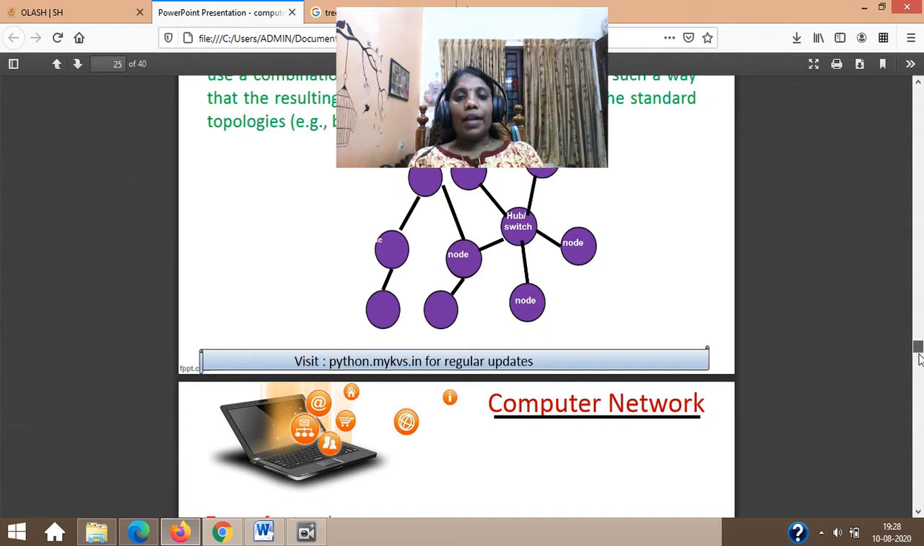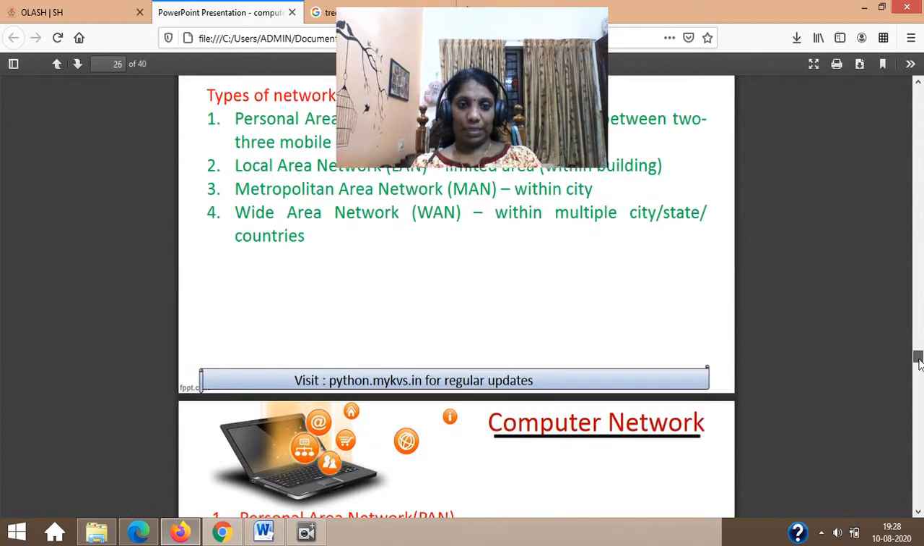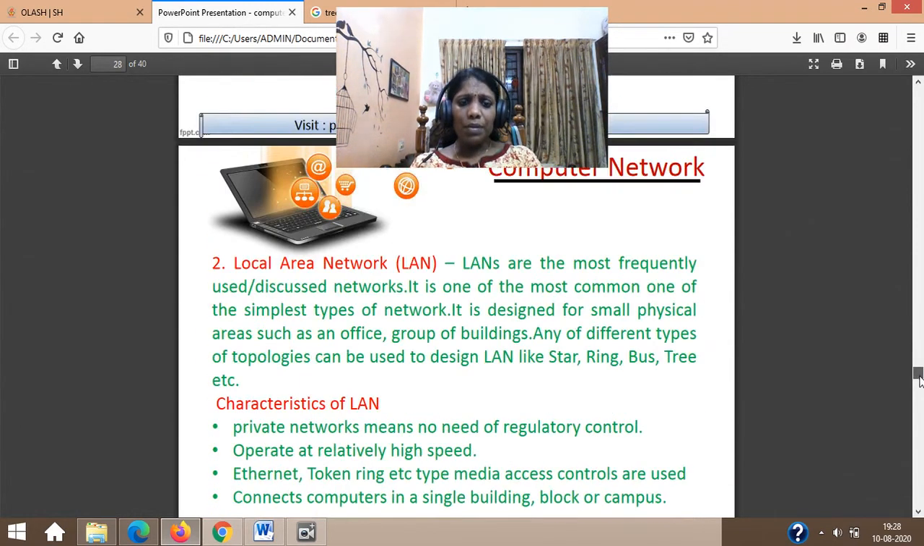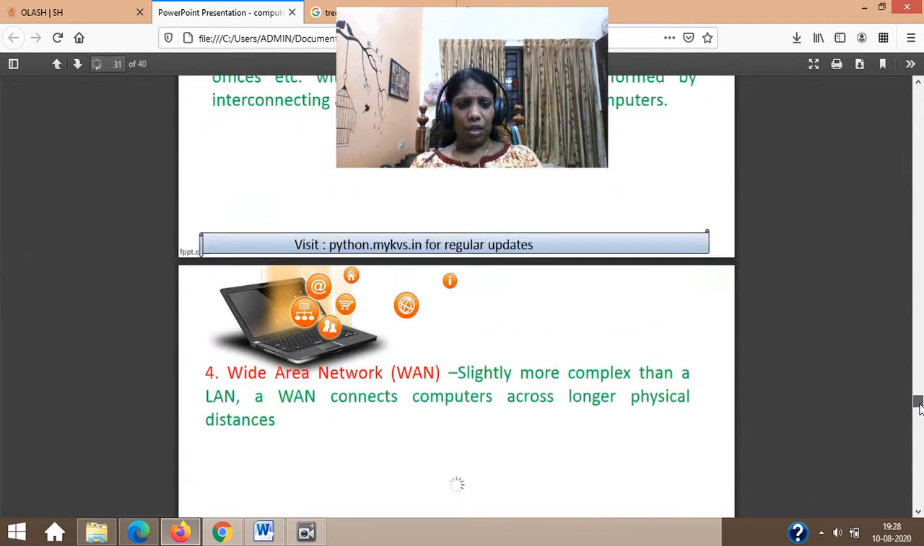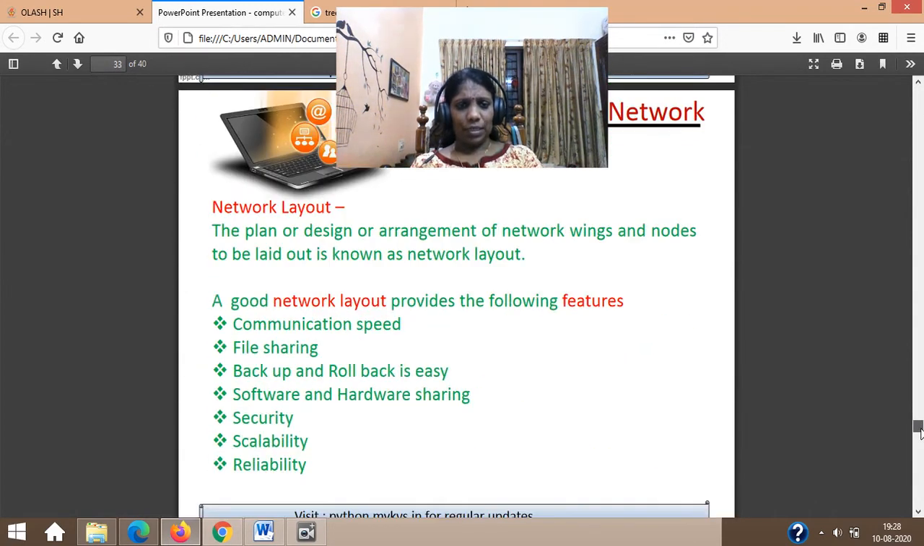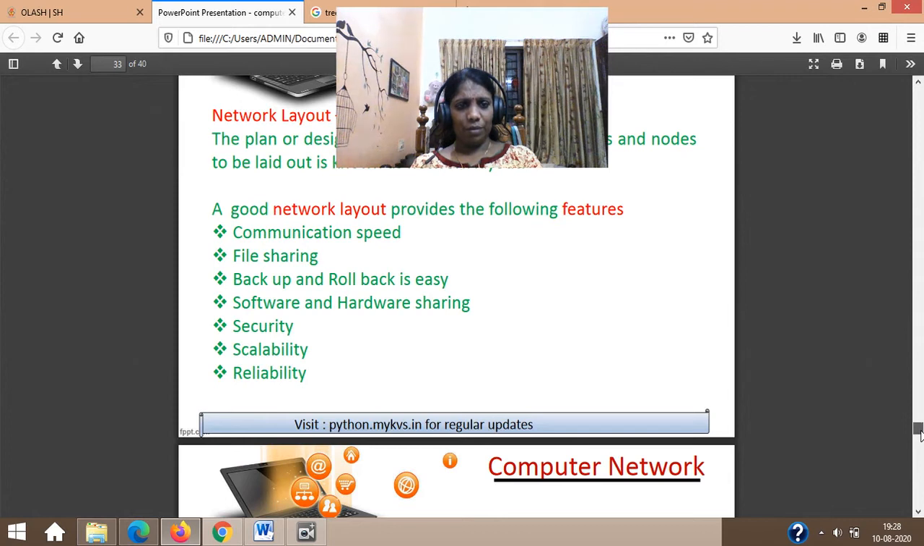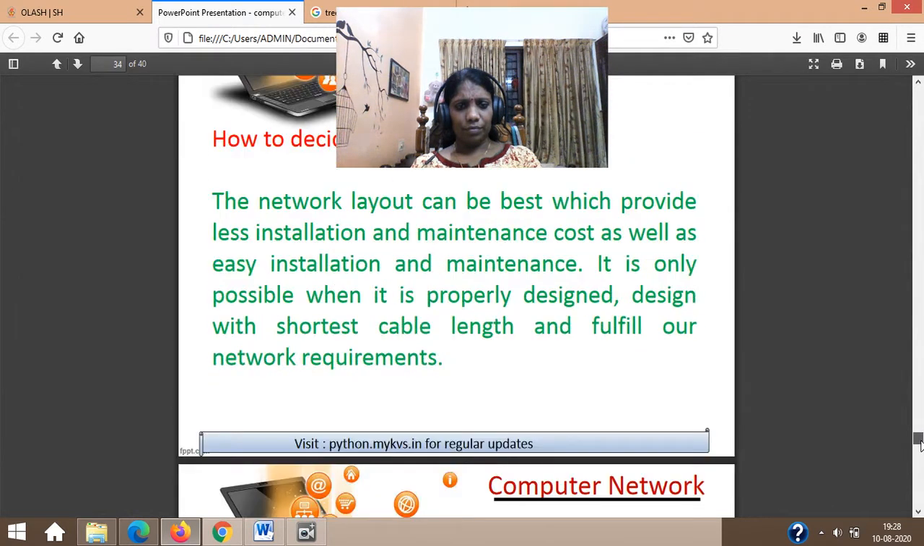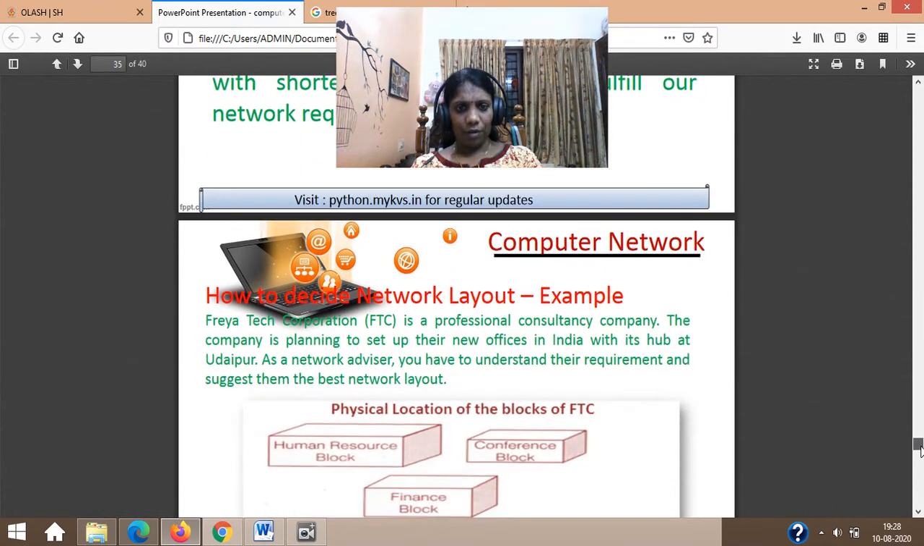So after learning your topologies, or after understanding the vague idea about the topologies, it is time to choose the best layout. That means how to find out if a question is given to you like this. For example, I'll show the network layouts question.